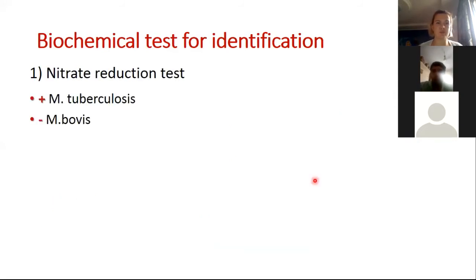Oh, we have only 2 minutes. Biochemical test for identification: nitrate reduction test. We should interpret it. If positive, it will be Mycobacterium tuberculosis. If negative, Mycobacterium bovis.